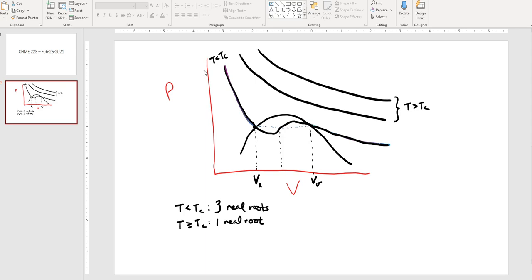Just to review the general phase behavior of a pure fluid, we've got here a pressure volume diagram, PV diagram. This line right here is the liquid vapor equilibrium line. And so we've got liquid underneath and we've got vapor around. And then what I've drawn here are some isotherms. So this is an isotherm for a temperature that's less than the critical temperature.